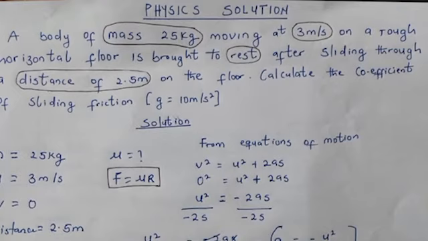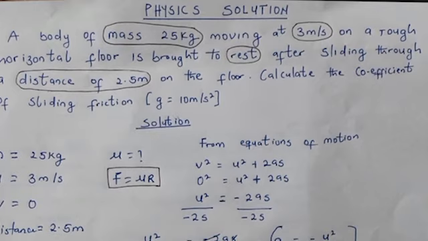We will take the acceleration due to gravity to be 10 meters per second squared, and we know that the frictional force is equal to the coefficient of friction multiplied by the normal reaction. Before we can get the coefficient of sliding friction, it is necessary to get our acceleration. From equations of motion, we have v squared equals u squared plus 2as, where v is the final velocity, u is the initial velocity, a is the acceleration, and s is the distance covered.